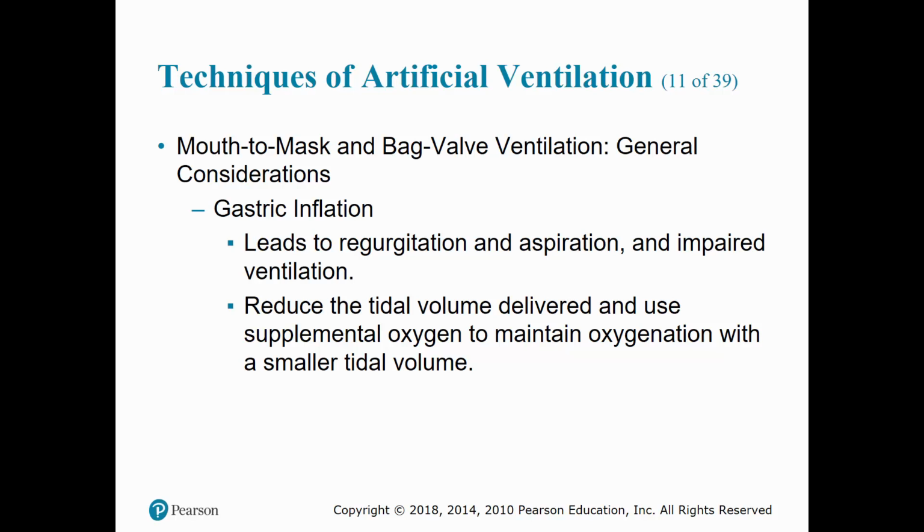Decreasing the ventilation volume is aimed at reducing the incidence of gastric distension and the potential regurgitation and aspiration that could occur during mouth-to-mask or bag valve mask ventilation. A smaller tidal volume reduces airway pressure and avoids causing the lower sphincter in the esophagus to open.